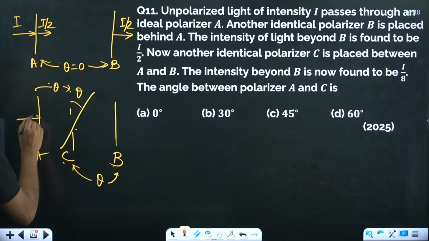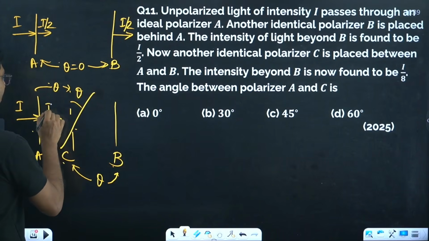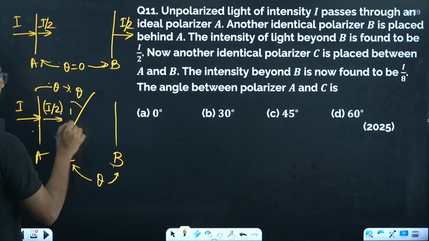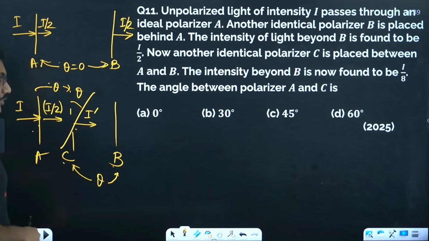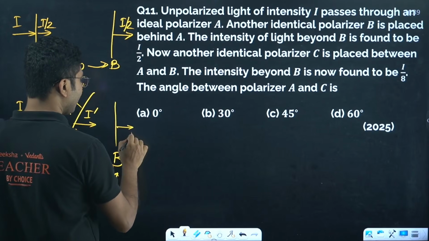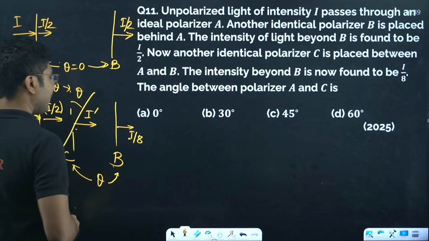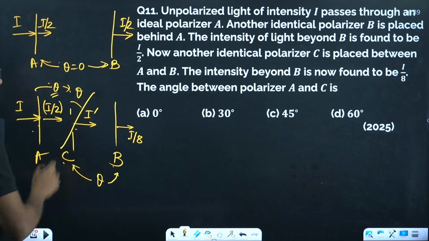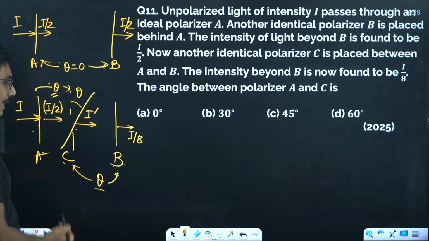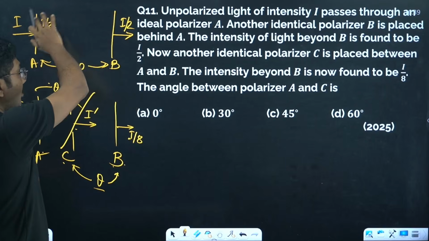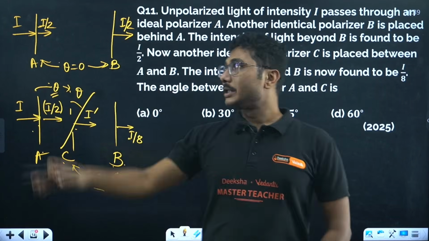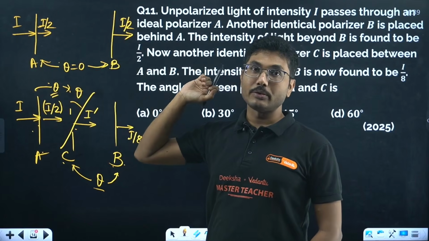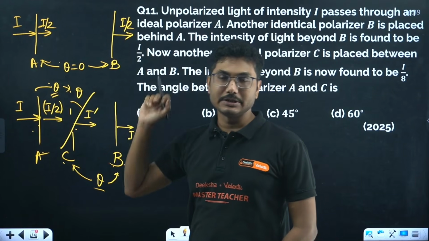Suppose the first light coming in is I. The light falling on C is I by 2. Suppose the light coming out intermediate is I dash. The final light is found to be I by 8. Now they ask what this angle theta is. Both polarizers have the same angle theta. Understand the first logic: the first polarizer is already doing the polarization to I by 2, and the second polarizer is also giving I by 2, which means the angle between them is 0.